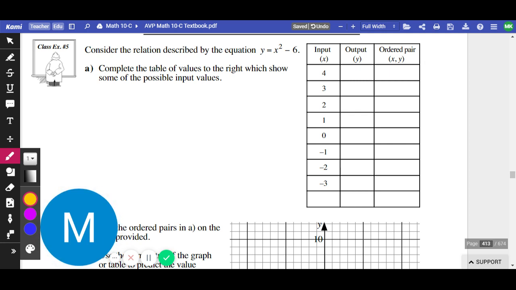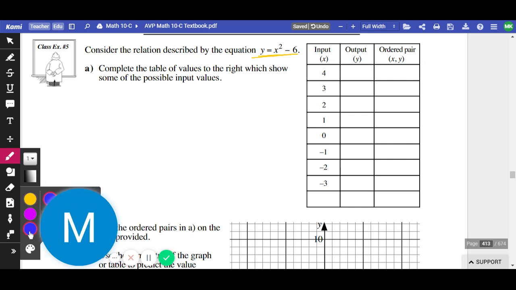Okay, so to fill out this table of values, I had to take my equation, which is given right here, and I had to put my input values into that equation. I had to do it 1, 2, 3, 4, 5, 6, 7, 8 times. There wasn't a real pattern here that you could follow. You just had to actually do the math.